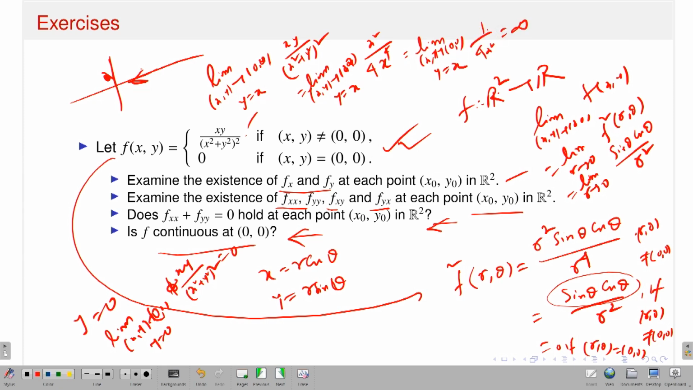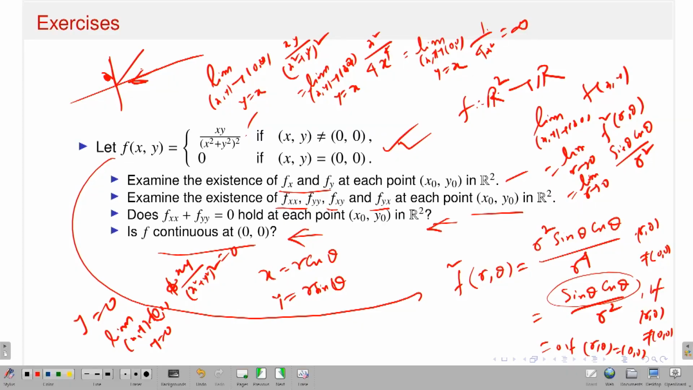So I can come to the origin first via the x-axis, and it gives the value 0, and if I come to the origin along y is equal to x, it blows up to infinity. Therefore the limit does not exist, and since the limit does not exist, forget about the continuity of f at that point. So the function is not continuous.